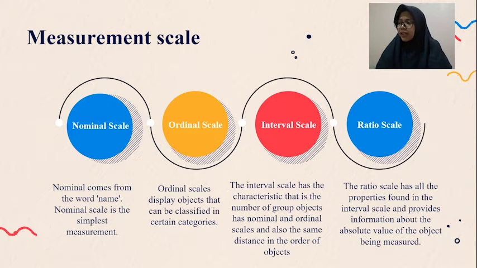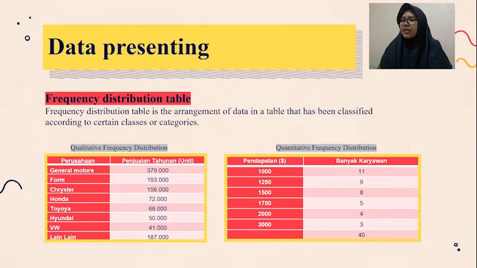And then ratio scale. The ratio scale has all the properties found in the interval scale and provides information about the absolute value of the object being measured. And then data presenting. Frequency distribution table. A frequency distribution table is the arrangement of data in a table that has been classified according to certain classes or categories.